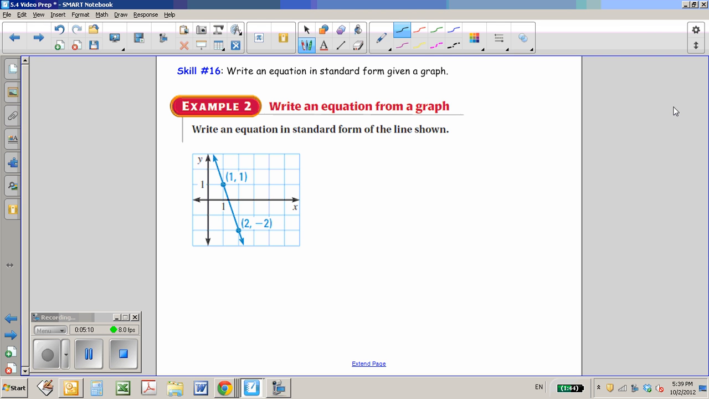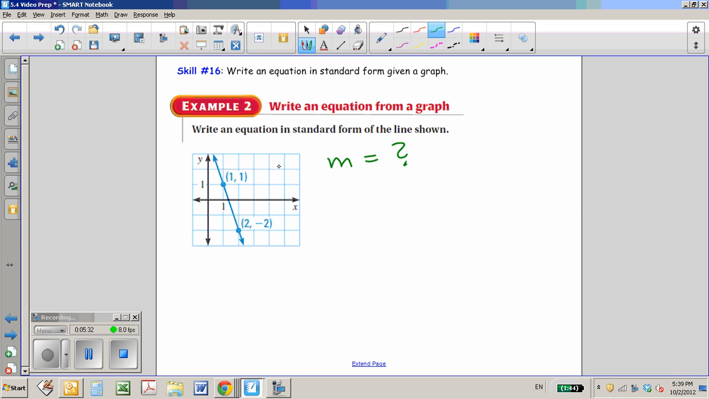Alright, and we're back. And our skill number 16 is going to be writing an equation in standard form given a graph. So the first thing that we want to do from the graph is find the slope. And what I need you guys to think about first, looking at the diagram, is whether that slope should be positive or negative. So that should be your first thought.